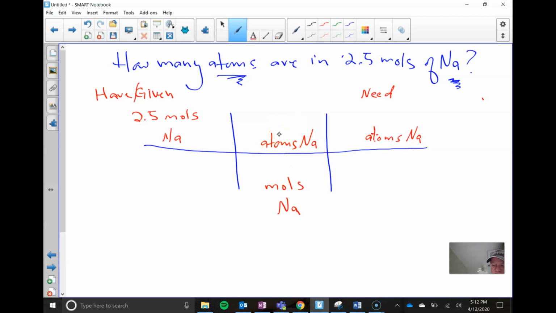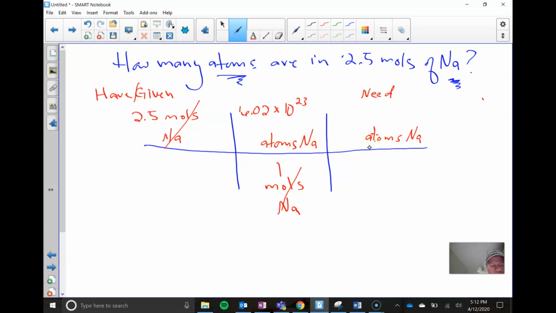So what I just learned over here is that 1 mole of any substance, of anything, equals 6.02 times 10 to the 23rd atoms of that, or representative particles of that. Because we're dealing with an element, we're looking at atoms as the representative particle. So now my units, top and bottom, cancel. Moles of sodium and moles of sodium. And the only unit that I have left is atoms of sodium, which is what I need.